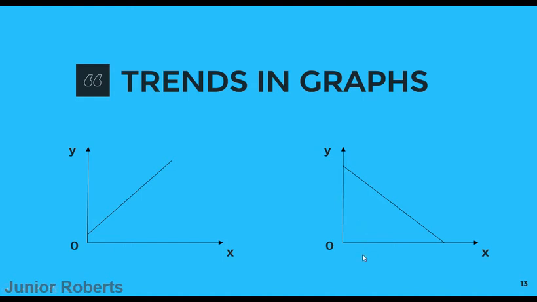So as the quantity on the x-axis increases, the quantity on the y-axis is decreasing. So this shows us a decrease. Now, these two are what we can refer to as linear trends, right? And the reason why we say linear is because they are represented by a straight line.